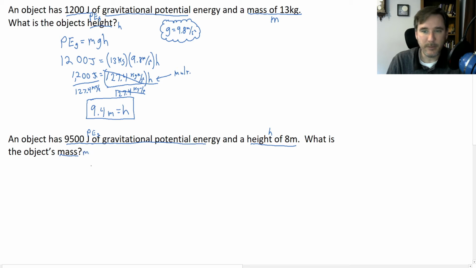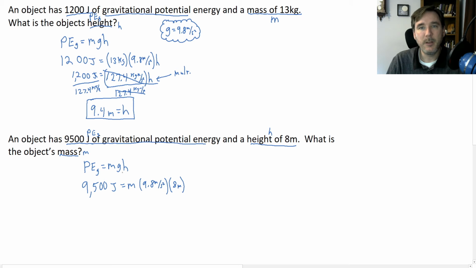So we are going to be dealing with the equation once again because of the gravity. The gravitational potential energy, PEG, is equal to mgh. All right. And like above, we're given the gravitational potential energy of 9,500 joules. And that's going to be equal to our mass, which we don't know, times gravity, which we do know. That's going to be our 9.8 meters per second squared. Multiply that times the object's height, which is 8 meters. And we're good to go because we only have one variable left.